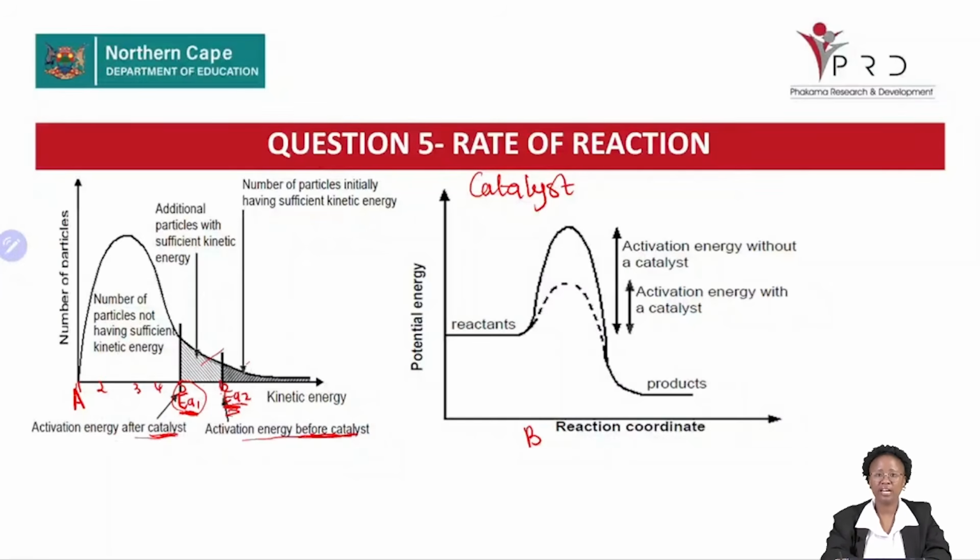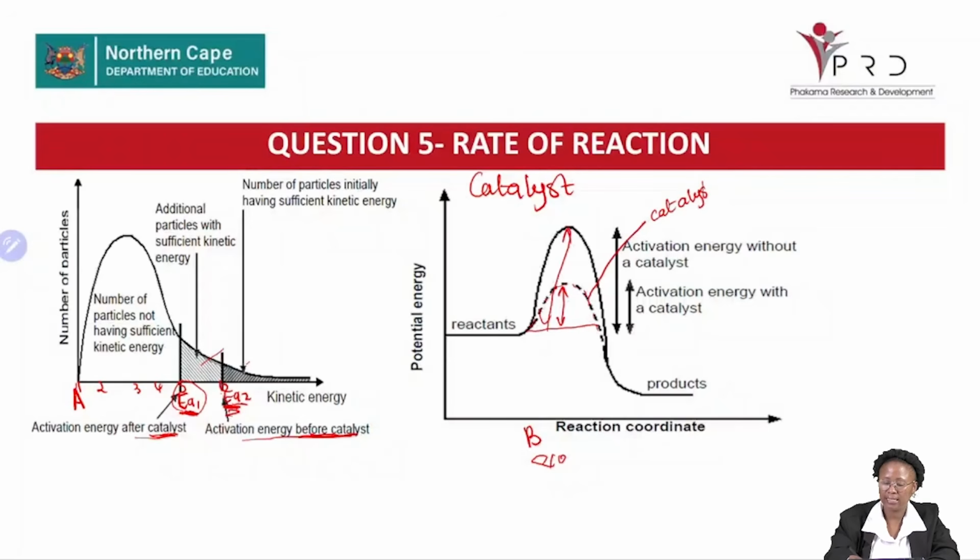Or the examiner can give you, instead of giving you the Maxwell distribution curve, an exothermic reaction or an endothermic reaction. Then what is it that you're going to be looking for? These dotted lines over here, they are representing what we call the catalyst. This is a catalyzed route. So that will be the catalyzed route.